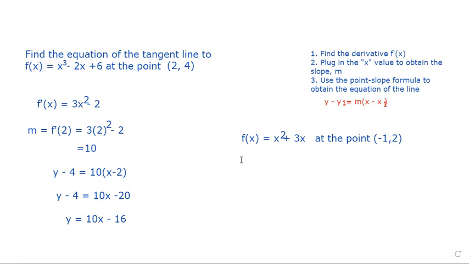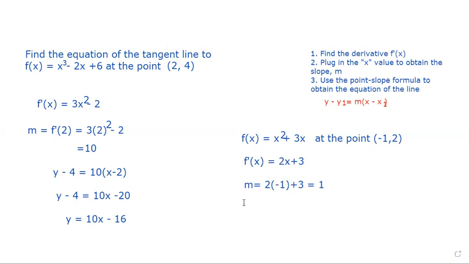So let's go back through it. The first thing we're going to do is find that derivative. That's going to give us 2x plus 3. Now, for slope here, we need to plug our x value in. That's going to be 2 times -1 plus 3. -2 plus 3 gives us 1.